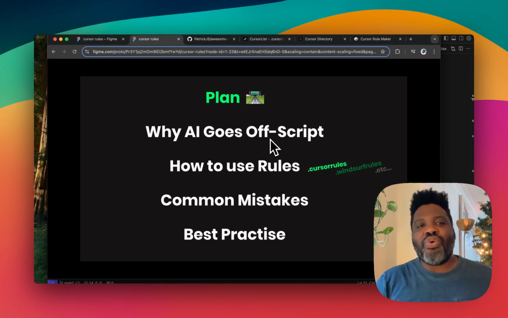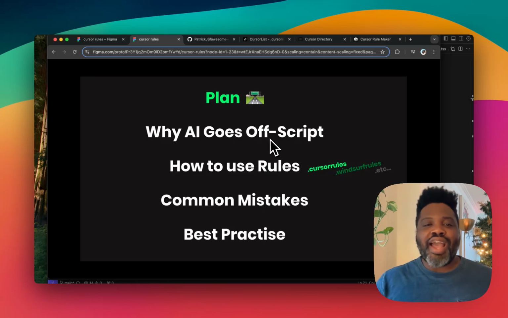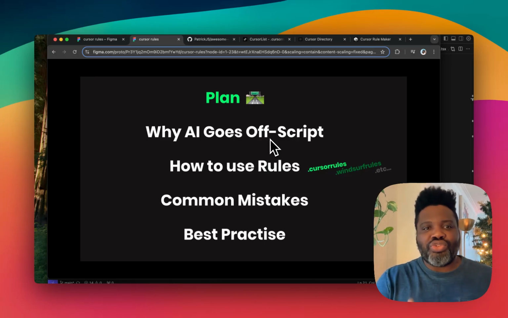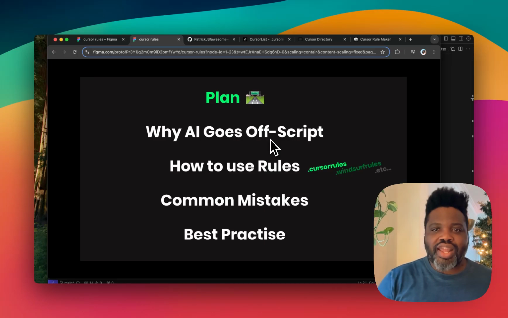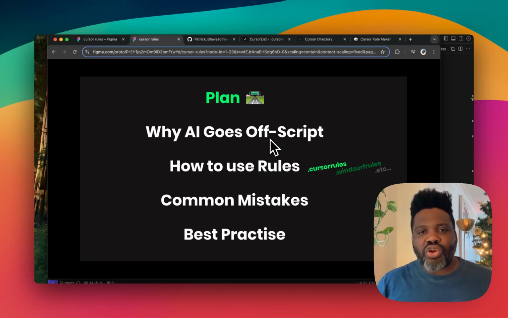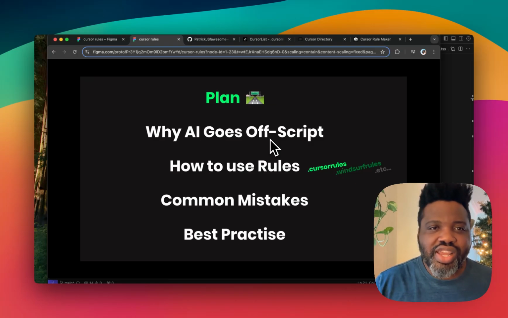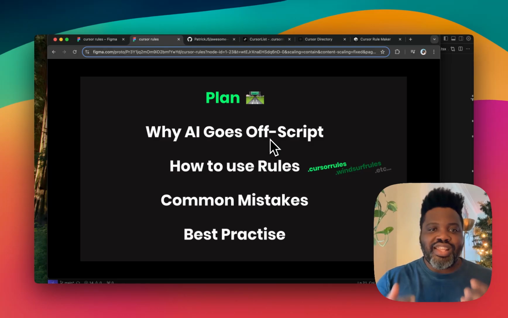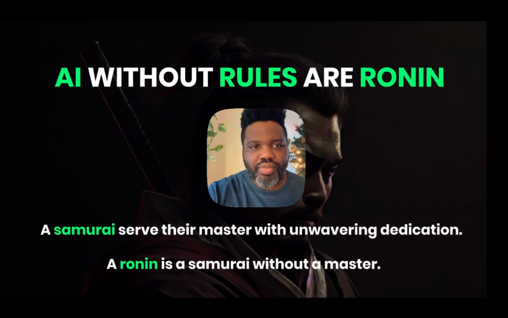In this video, we're going to cover why AI sometimes goes off script when you give it instructions and what it needs to do, how to use rules like Cursor rules, also Windsurf rules or any of the sort, some of the common mistakes that people make when using rules, and some of the best practices that you can use in order to get the intended outcome.